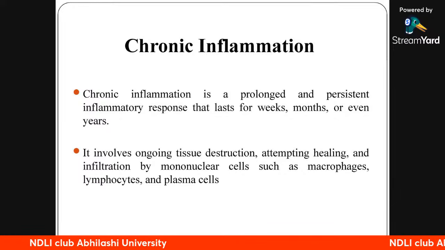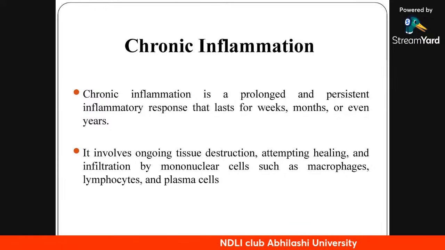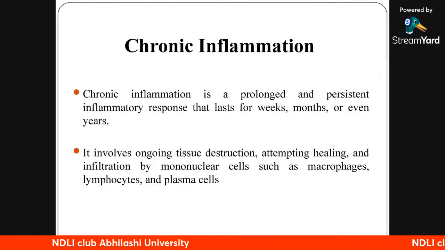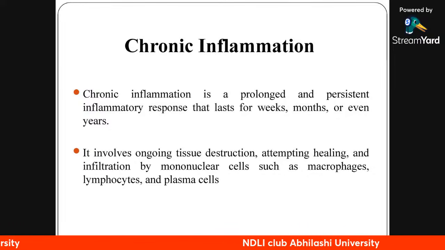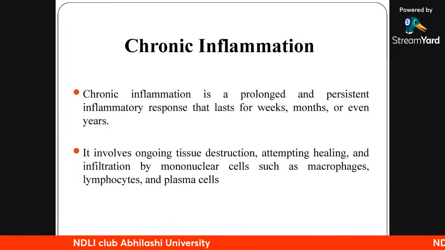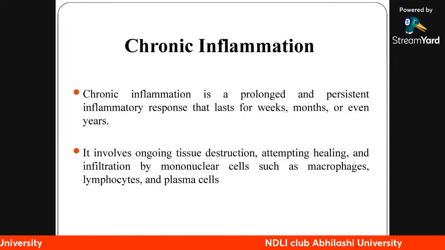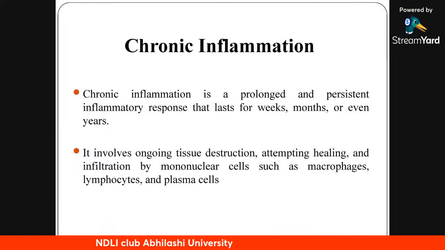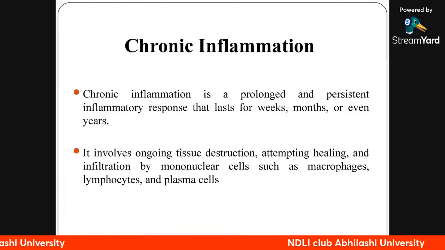Second type of inflammation: chronic inflammation. Chronic inflammation is a prolonged and persistent inflammatory response which lasts for weeks, months to years. In this process, tissue destruction, inflammation, and repair occur at the same time. It involves macrophages, lymphocytes, and plasma cells.